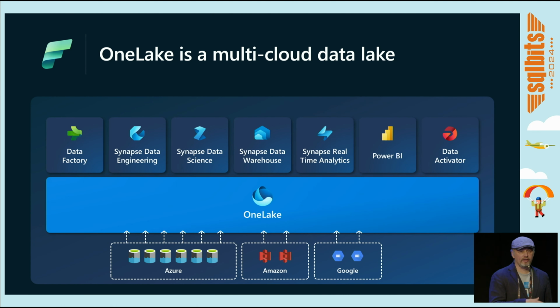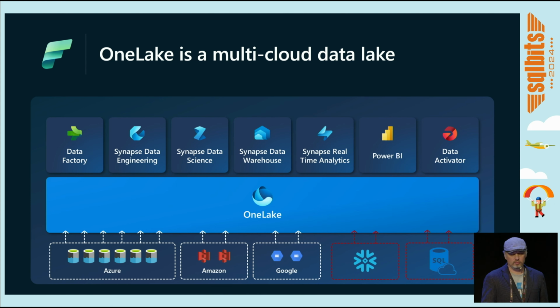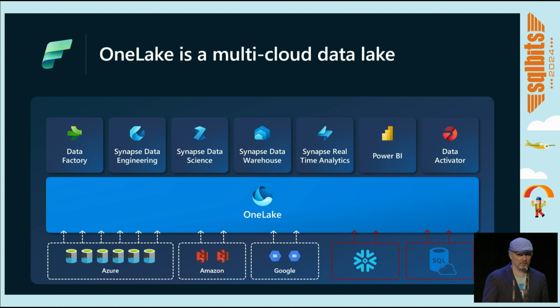So we already have Azure, Amazon, and Google data exports available through the shortcuts. And I will tell you no secret that Snowflake and SQL database are some of the sources that will become available. Maybe, sorry, who knows?